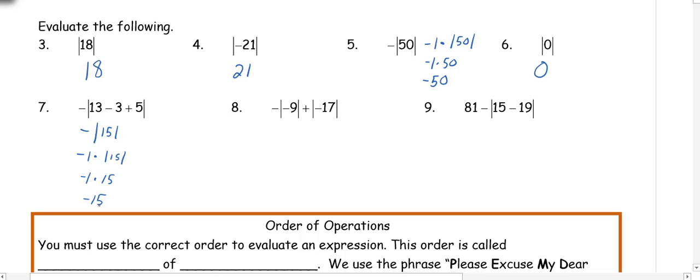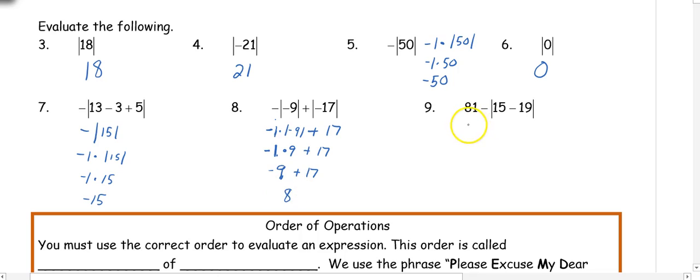8, we have negative absolute value of -9 plus the absolute value of -17. So -1 times the absolute value of -9 is -1 times 9, which is -9, plus the absolute value of -17 is just 17. So we have -9 plus 17, which gets us 8.